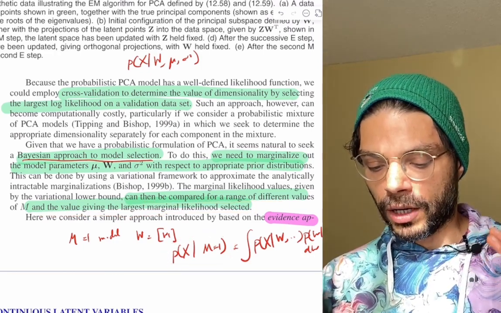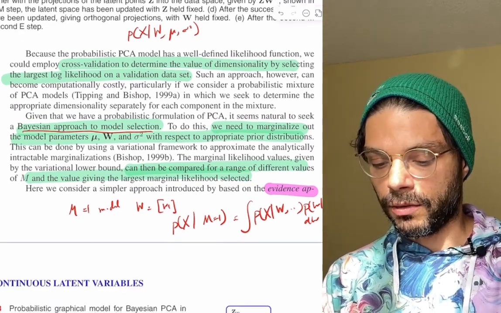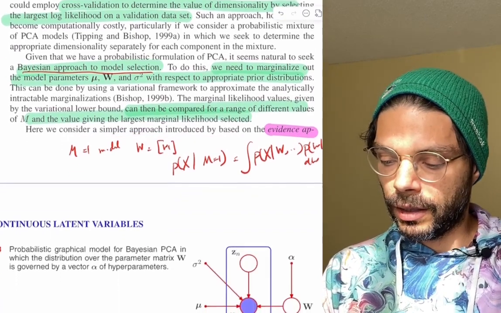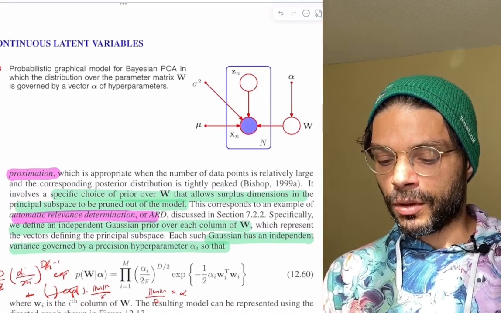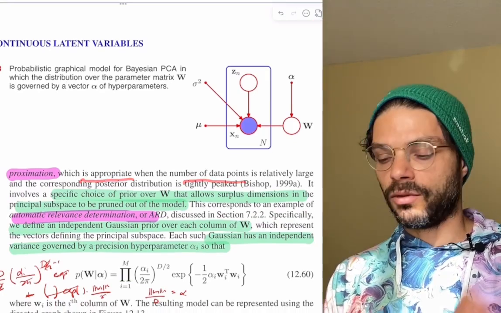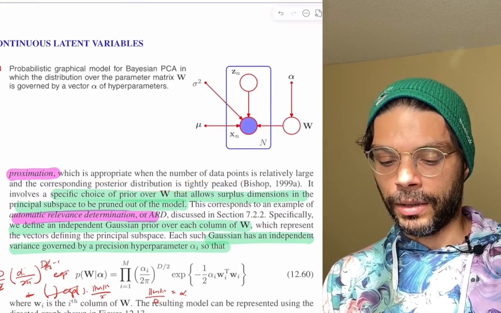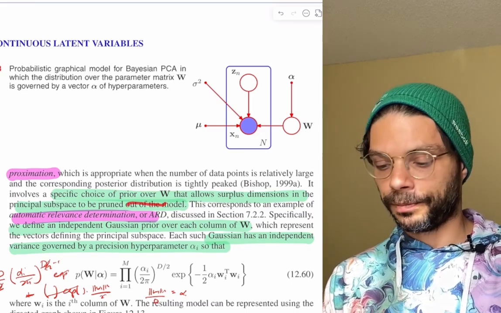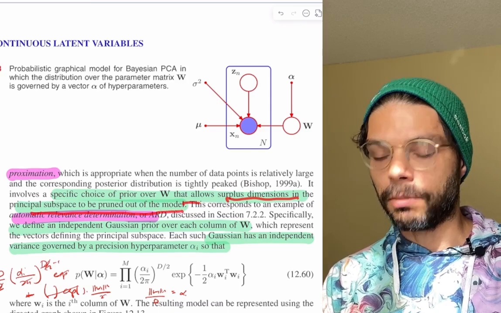Okay, so what we're actually going to talk about today is, and we talked about this idea of evidence approximation before, but we're going to consider a simpler approach based on the evidence approximation, which is appropriate when the number of data points is relatively large and the corresponding posterior distribution is tightly peaked. So it involves a specific choice of prior over W that allows surplus dimensions in the principal subspace to be pruned out of the model.